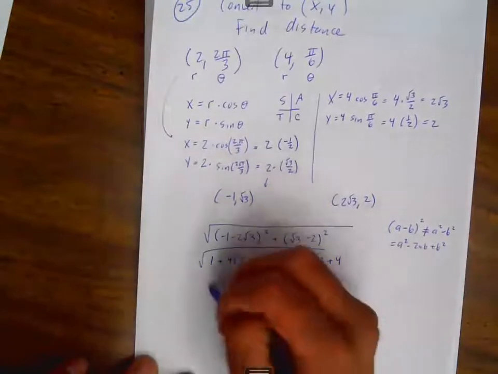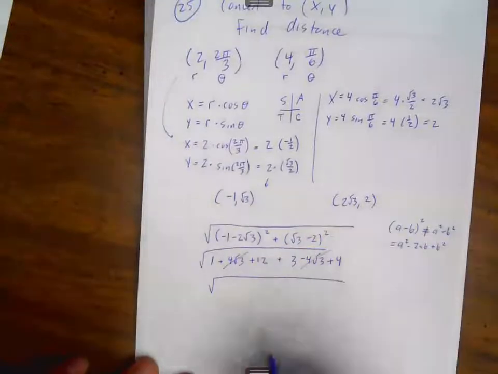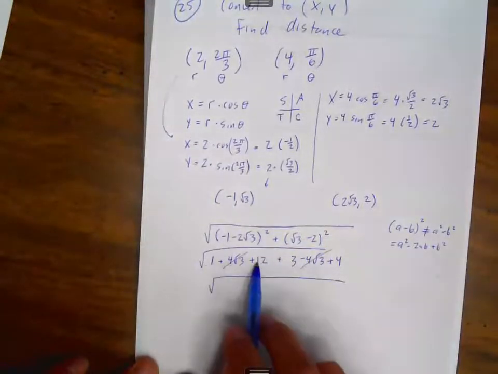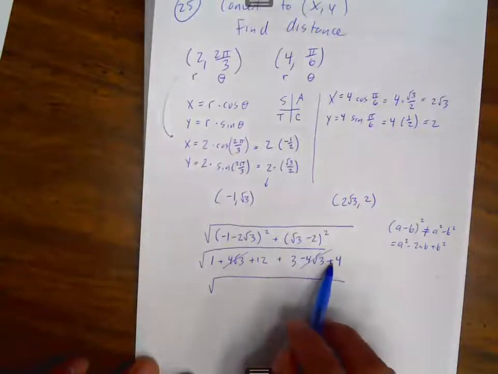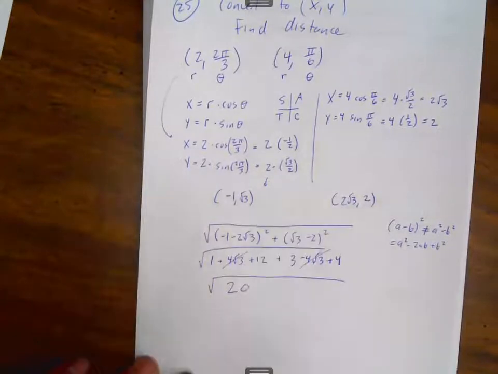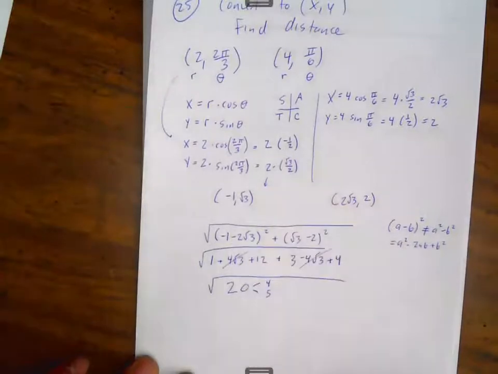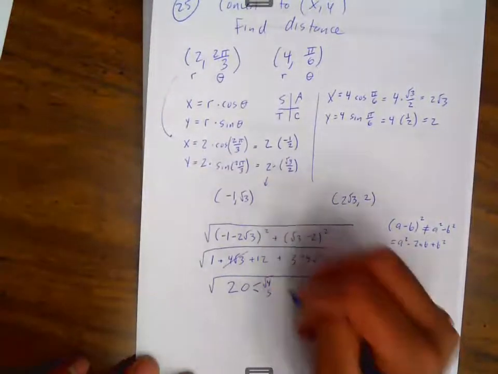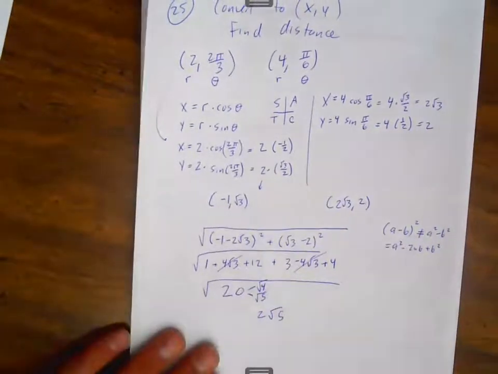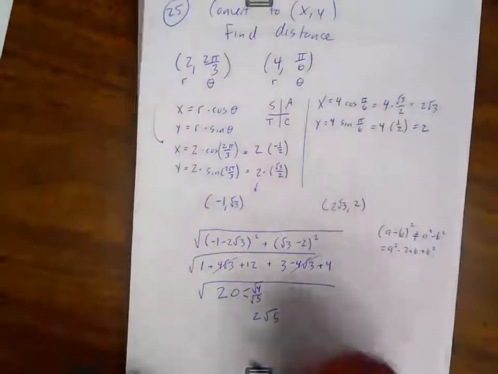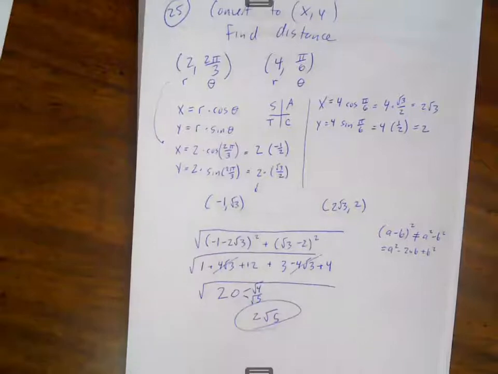Okay, and then we could combine like terms. And luckily, these just cancel right out. So it's 1 plus 12 is 13, plus 3 is 16, plus 4 is 20. All right, and the square root of 20 is 2 root 5 because 20 is 4 times 5. So the square root of 4 is 2, and the square root of 5 can't be simplified, so that's just root 5. So that is the distance between these 2 points, 2 root 5. We did that by converting to rectangular and then using the distance formula.